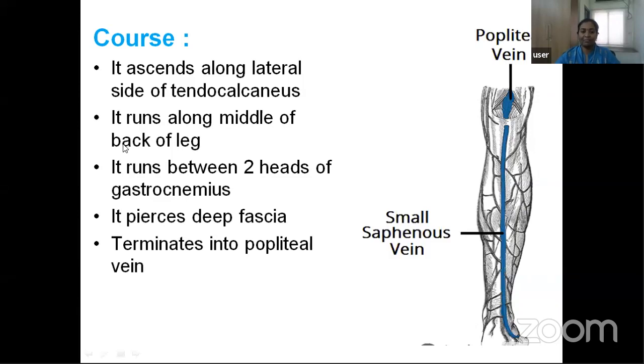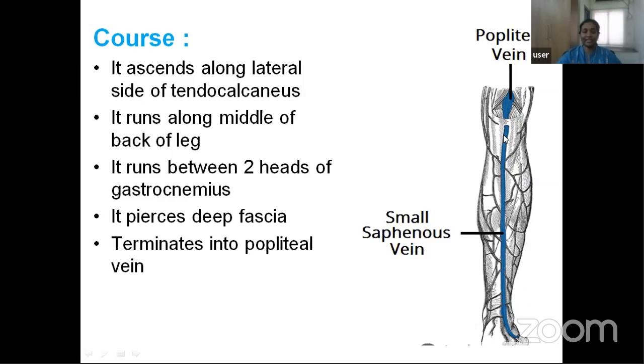In the middle, it goes completely to the back side. As we started, it is on the lateral side, but it goes on to the back side, runs in between the two heads of the gastrocnemius, goes upwards, pierces the deep fascia and opens into the popliteal vein. So the great saphenous goes up to the level of the thigh and opens into the femoral vein, but the small saphenous runs only in the leg region. It does not extend into the thigh region and opens into the popliteal vein.